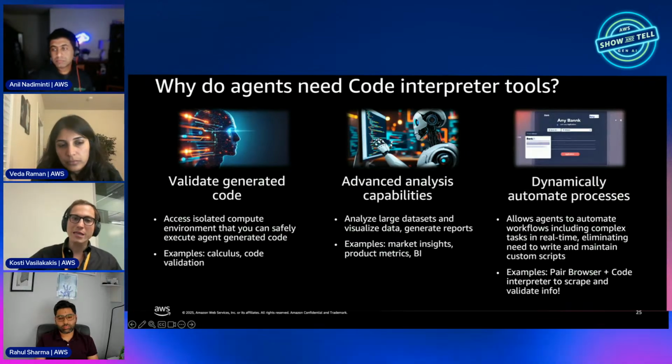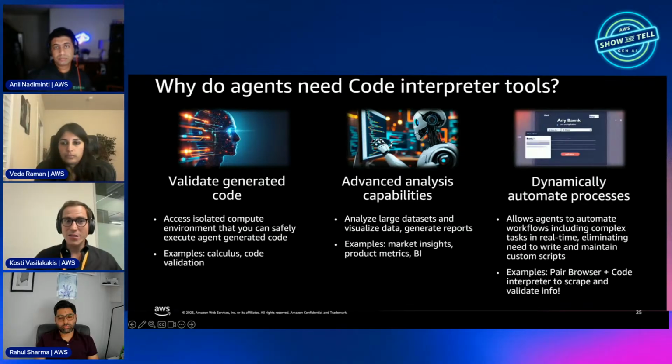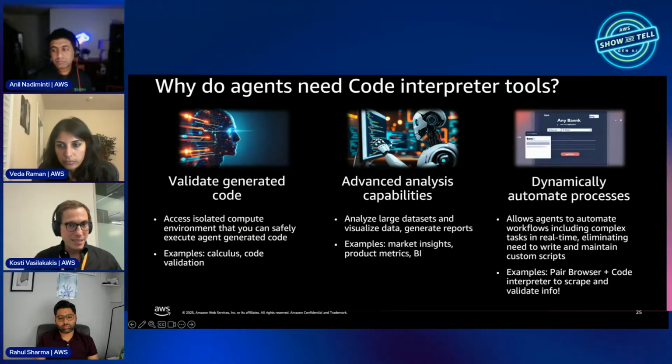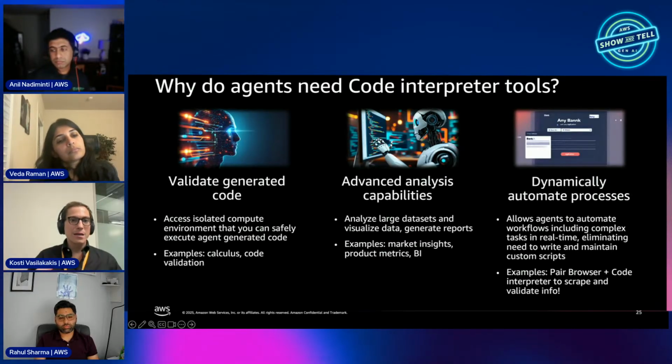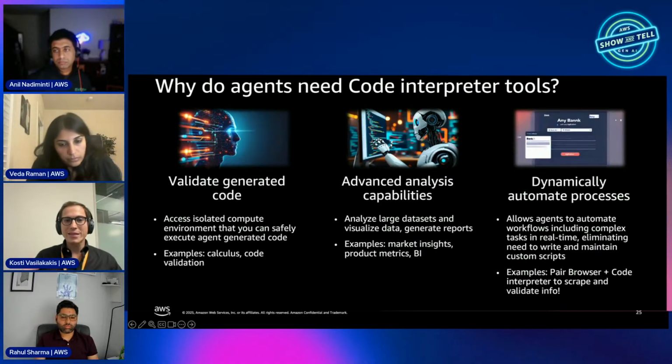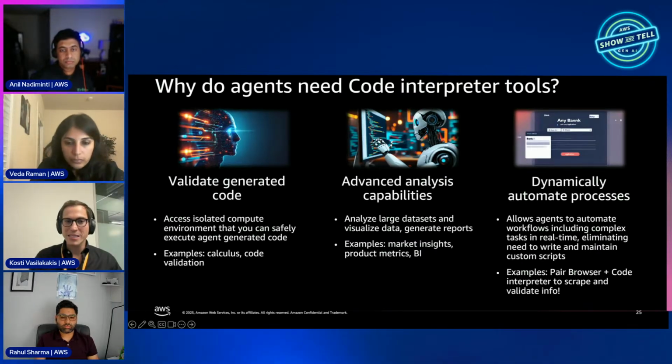And that's not only good for validating code, it's actually giving you a lot more superpowers for your agents. Agents now can become data analysts. They can also dynamically think and reason about what exactly code needs to be generated.